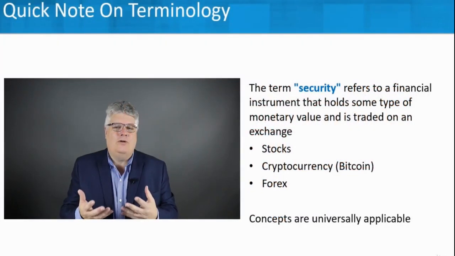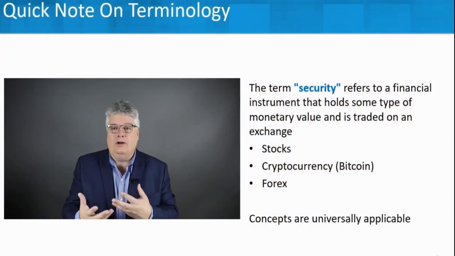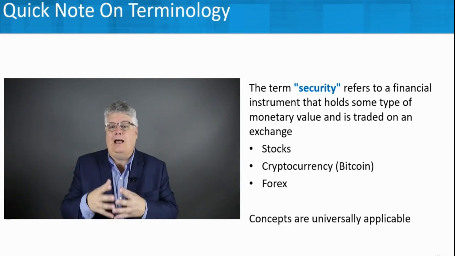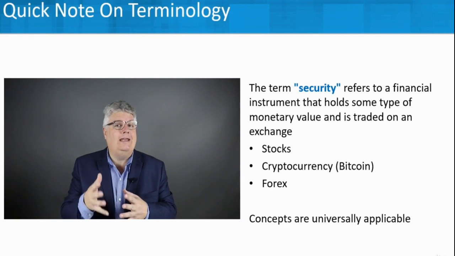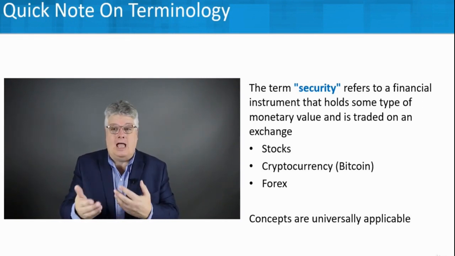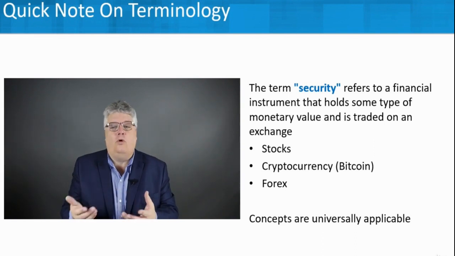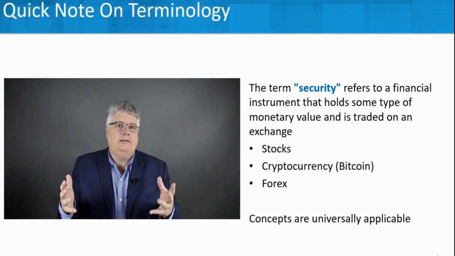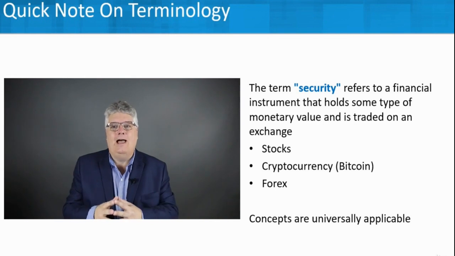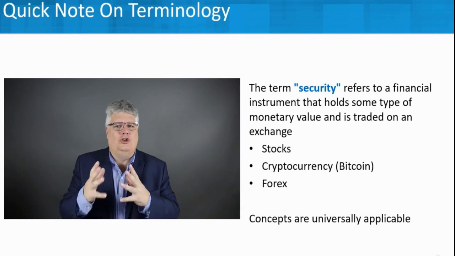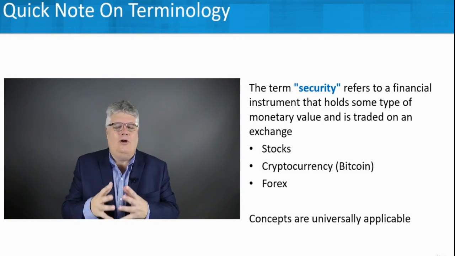On a quick note on terminology, I'll use the term security because that will refer to really any financial instrument that holds some type of monetary value and is traded on an exchange. Examples of securities under this definition are stocks, cryptocurrency like Bitcoin and Ethereum, or foreign exchange currency trading, the Forex market, because these concepts are universally applicable no matter what you're looking at. Now, governments may debate, especially around things like Bitcoin, whether that is a security, but for our purposes, all these things definitely are.